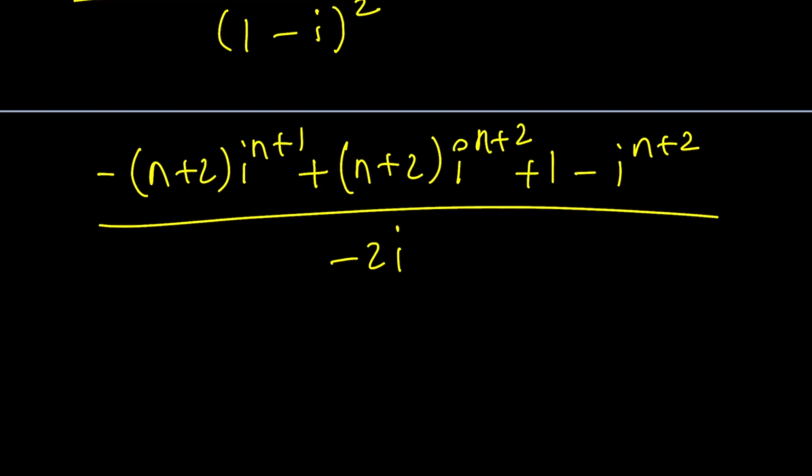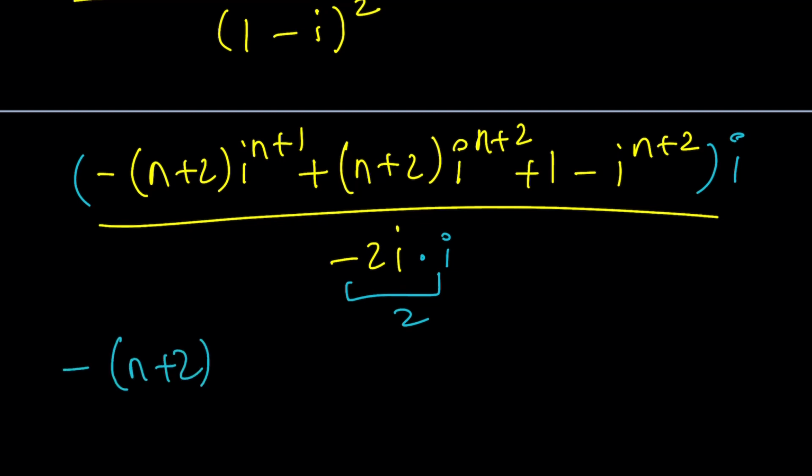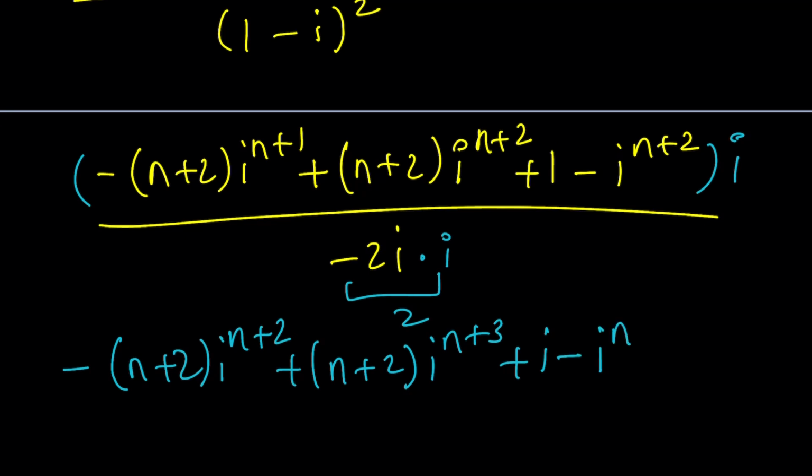Now, to take care of this, I should multiply the top and the bottom by just i, because that'll give me positive 2 here. Nice. Let's go and distribute the i. That's going to give us something interesting. But first, maybe I'll just distribute it. Anyways, negative n plus 2 times i to the power n plus 2, and then plus n plus 2 times i to the power n plus 3, plus i minus i to the power n plus 2. I mean plus 3, because the powers are added.